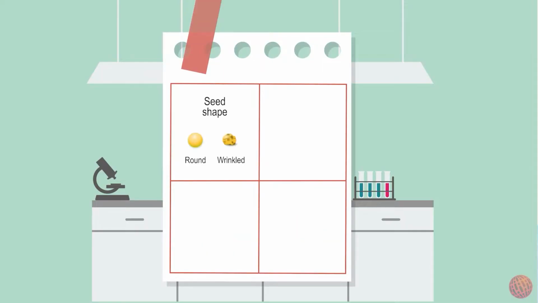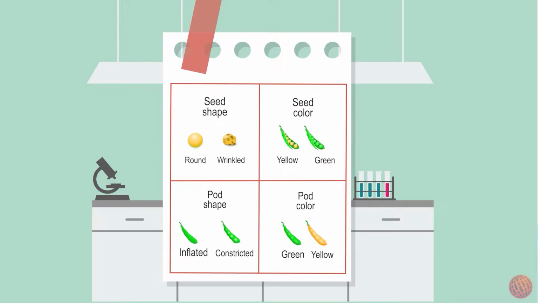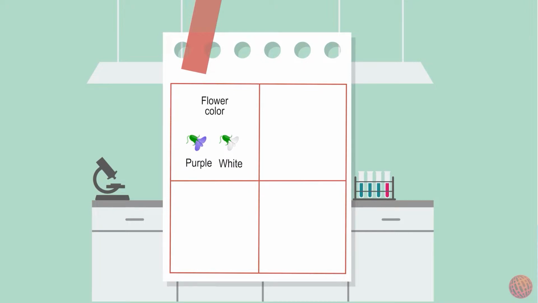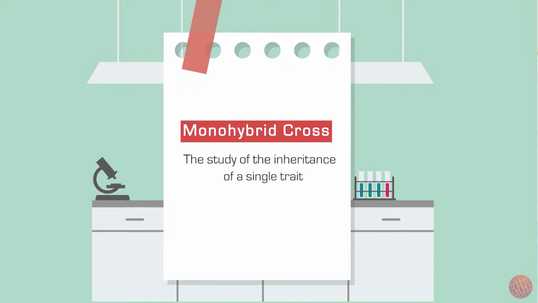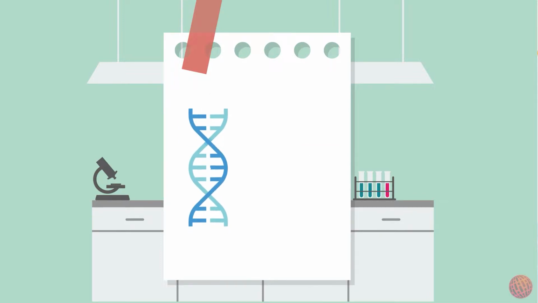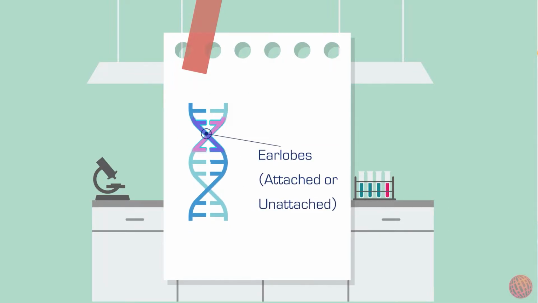In a previous lesson, we talked about the 7 traits Mendel studied in pea plants. Each of these traits were controlled by a single gene. The study of the inheritance of a single trait is called monohybrid cross. Remember that mono means one or single. Having attached or unattached earlobes is also controlled by a single gene.